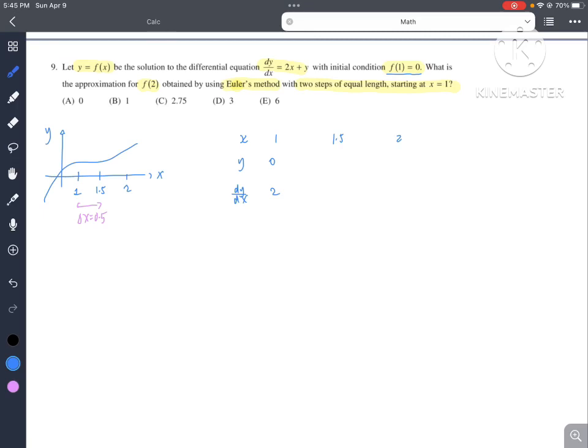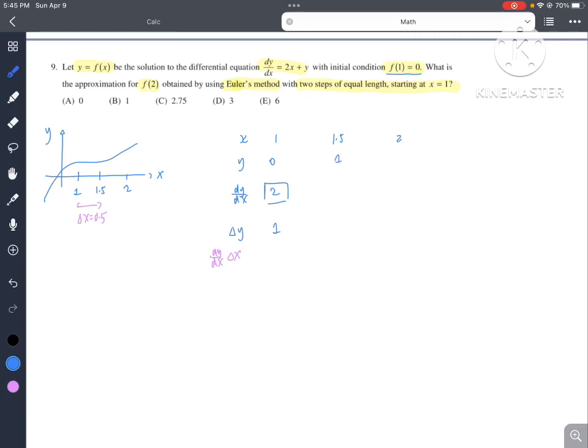Now we can find delta y. Delta y, the change in y, is the slope times the interval, which is dy over dx times delta x, and delta x is 0.5, so delta y is 2 times 0.5, which is equal to 1. So we can approximate that when x is equal to 1.5, y is equal to 1.